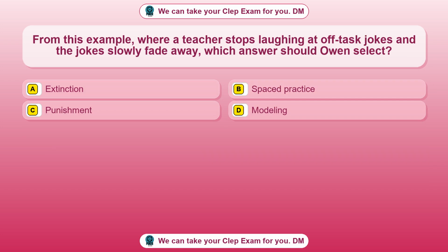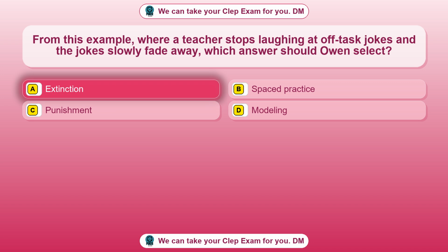Question 6. From this example, where a teacher stops laughing at off-task jokes and the jokes slowly fade away, which answer should Owen select? Option A, extinction. Option B, spaced practice. Option C, punishment. Option D, modeling. The correct answer is option A.